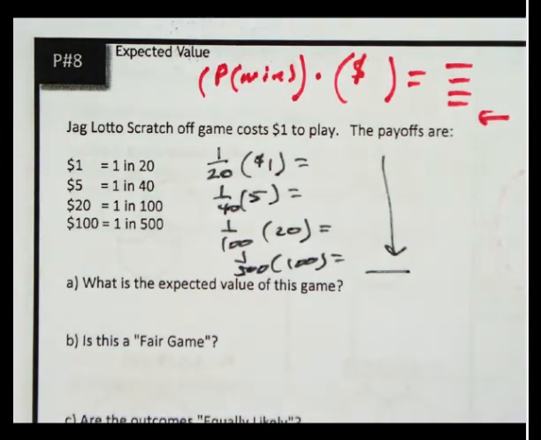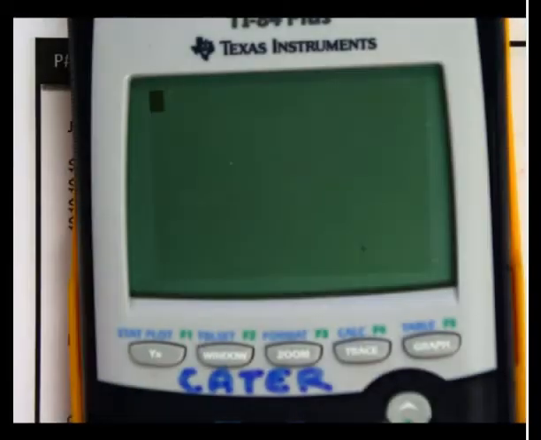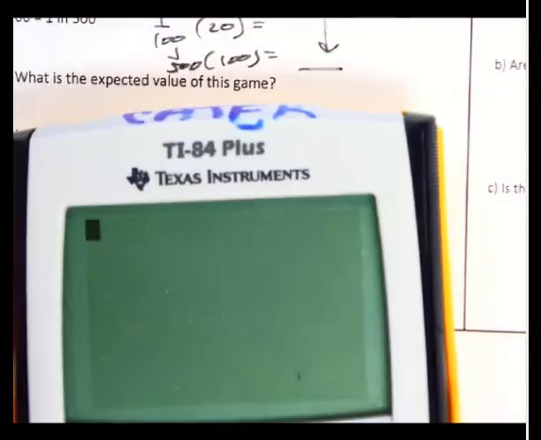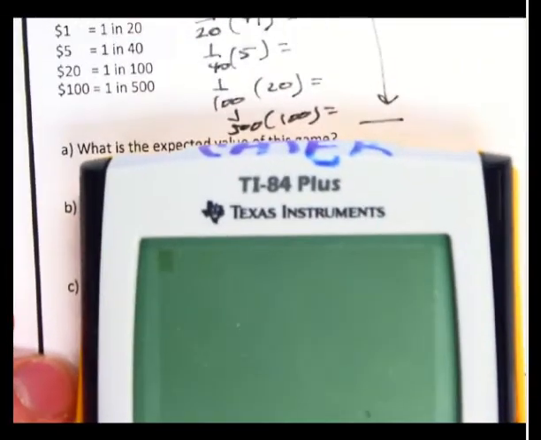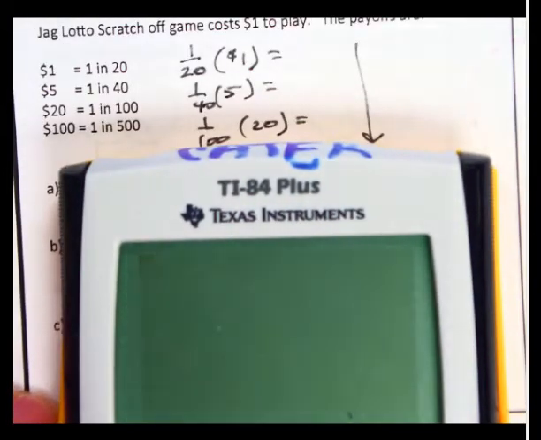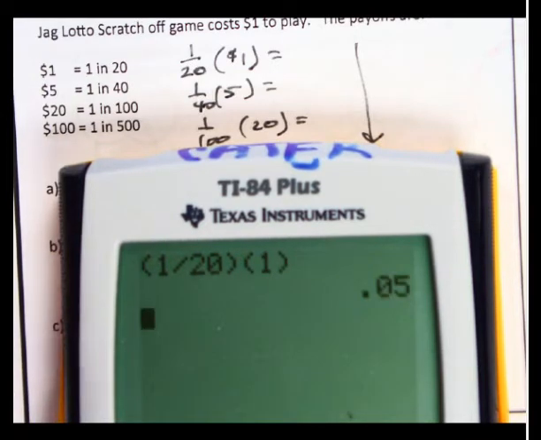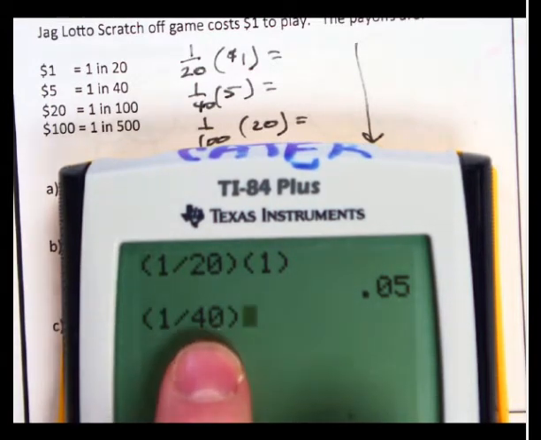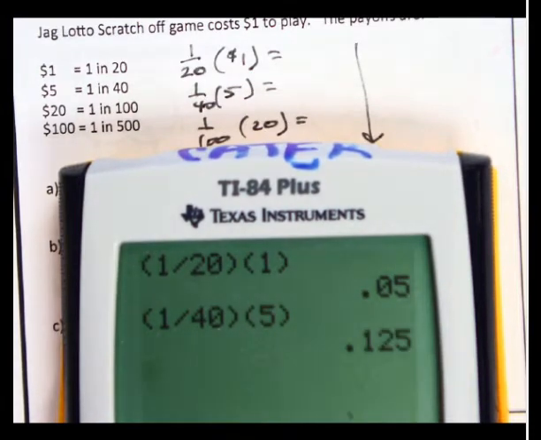One of the things I want to encourage you to do is have good habits when you type fractions in your calculator. So when you go to do this question and you multiply all these things together, it really is nice to do 1 divided by 20 in parentheses. That way things are kept together. So that first one is 0.05, and then left parenthesis 1 divided by 40. It's a fraction. Group it together like a fraction. And then times 5, boom, that one's 0.125.